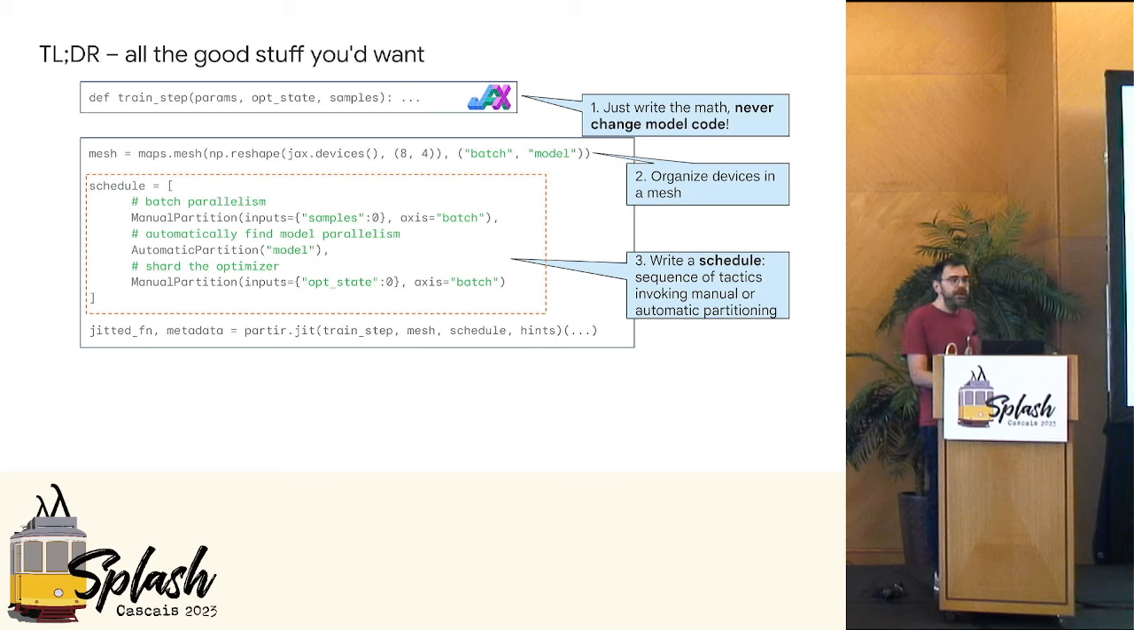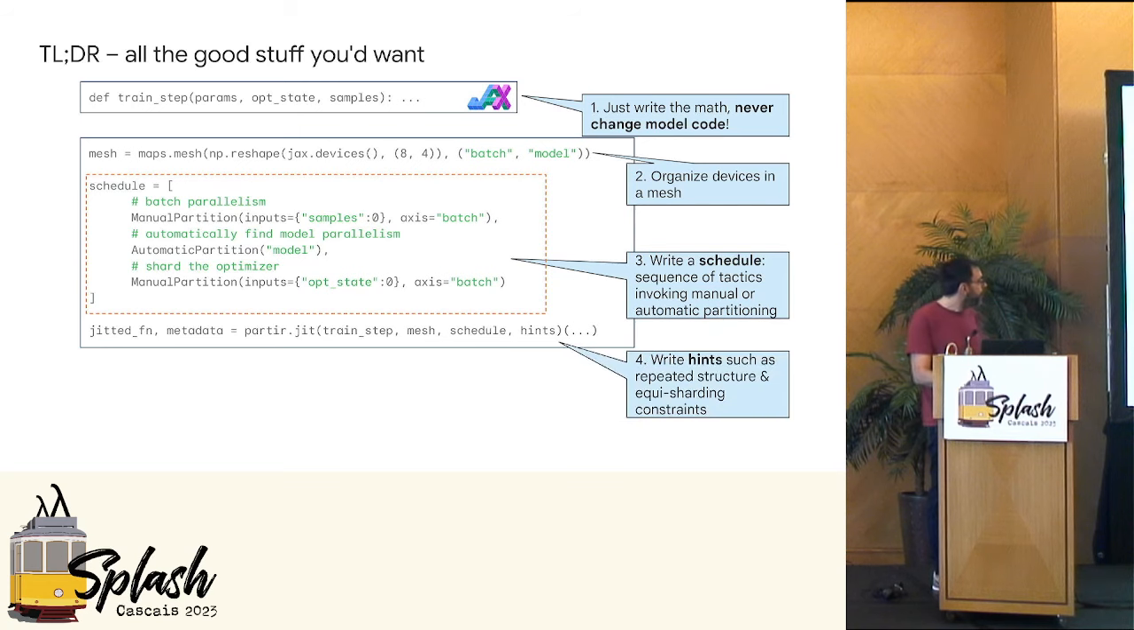A schedule is a little bit like the high-level descriptions that I described before, but in a more traditional schedule, Halide schedule style, where you actually, one by one, tell the compiler what to really do. So in this case, the schedule says, partition my samples on the 0 dimension and axis batch. And then it says, once you're done with that, find automatically the best model parallelism using the model axis. And once you're done with that, shard the optimizer state along 0 dimension.